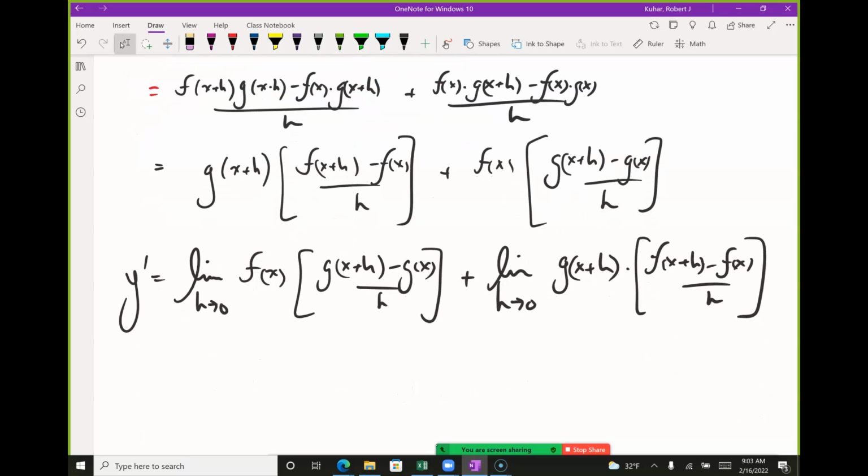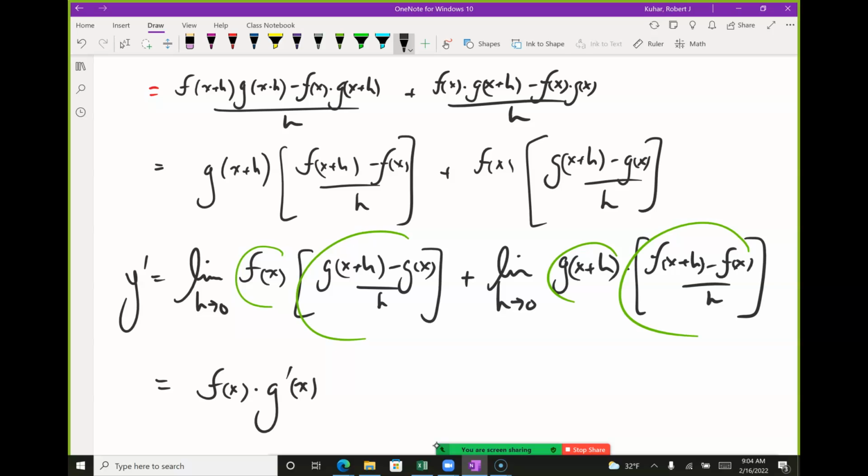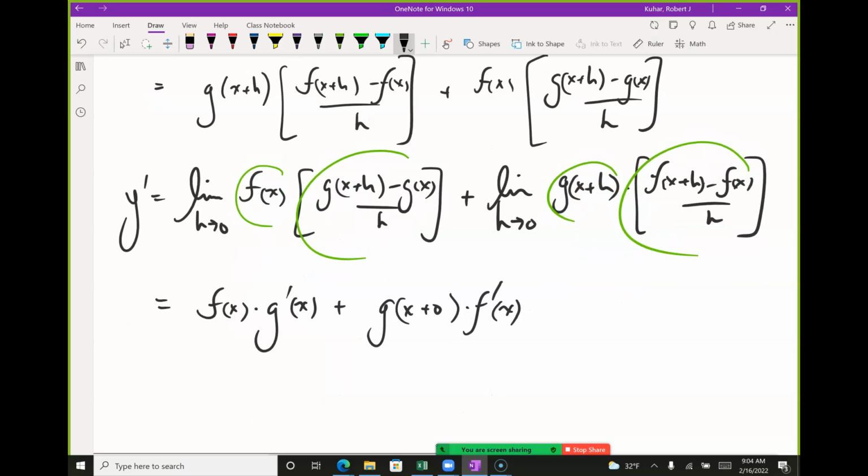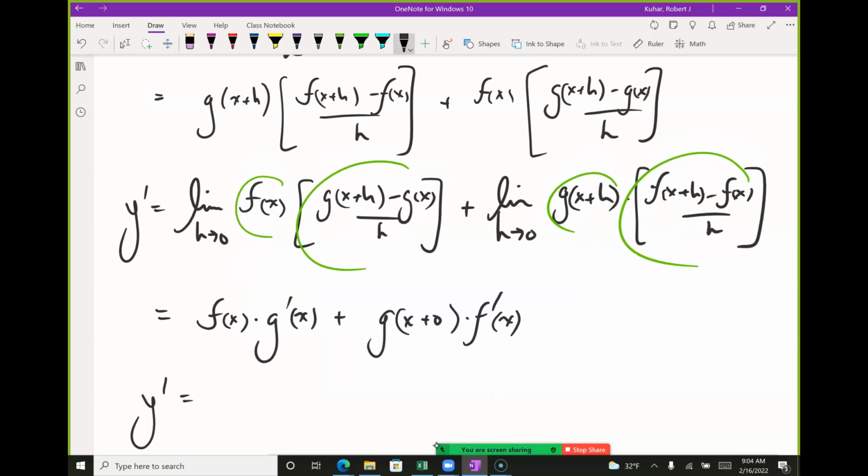And of course, limit of a product is the product of the limits, so I could take the limit of each of the pieces, right? I'm really going to do this limit and this limit and this limit and this limit, right? And so the first one is clearly f of x times g prime of x, right? And the second one is g of x plus 0 times f prime of x, right? And so there it is. Y prime is f times g prime plus g times f prime. Check.